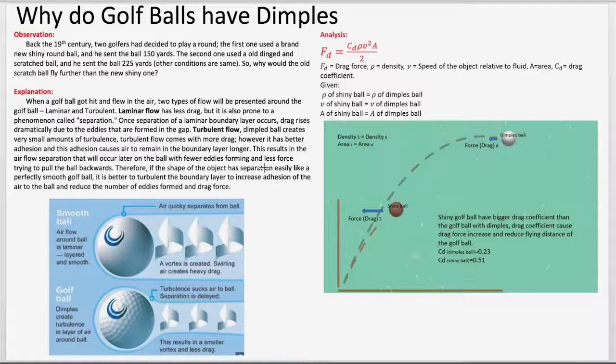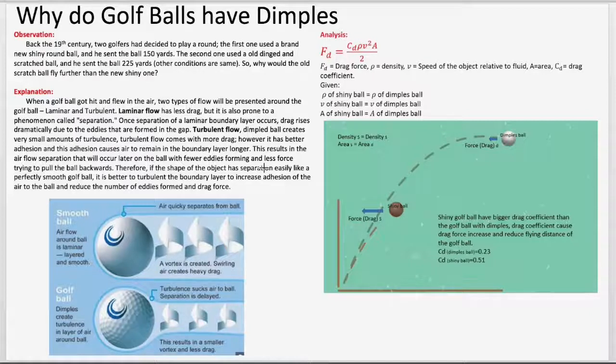Back in the 19th century, two golfers decided to play around. The first one used a brand new shiny ball, and he sent the ball flying 150 yards. The second player used an old dinged up and scratched ball, and he sent the ball flying 225 yards, while all the other conditions were the same. So, why would the old scratched ball fly further than the new shiny one?